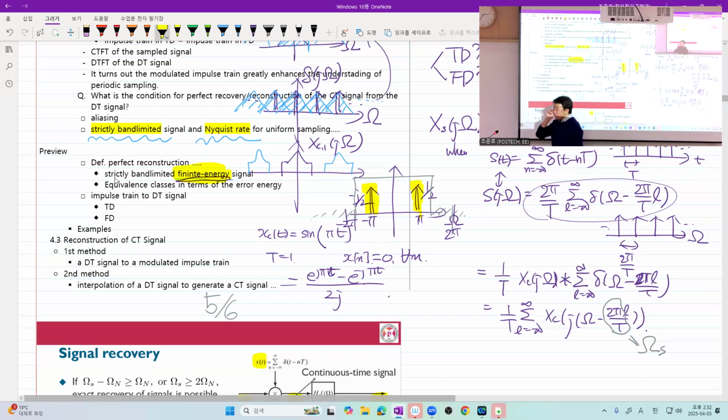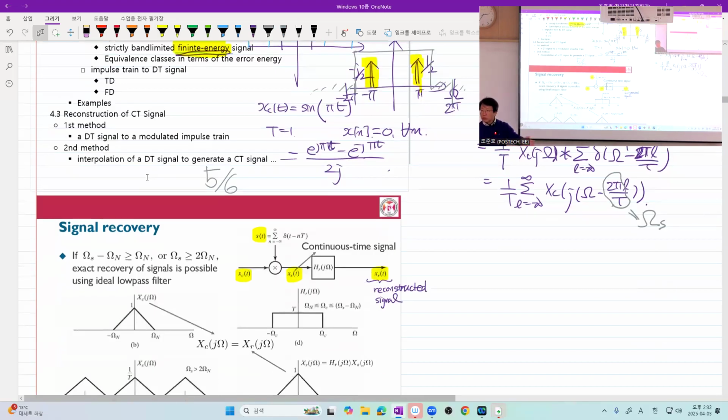And then why is a finite energy signal so important? Because even though most textbooks don't explain it, for the theorization of the sampling theorem they actually use the Fourier-Plancherel transform, which is applicable to square integrable signals. What does that mean? Finite energy signals.